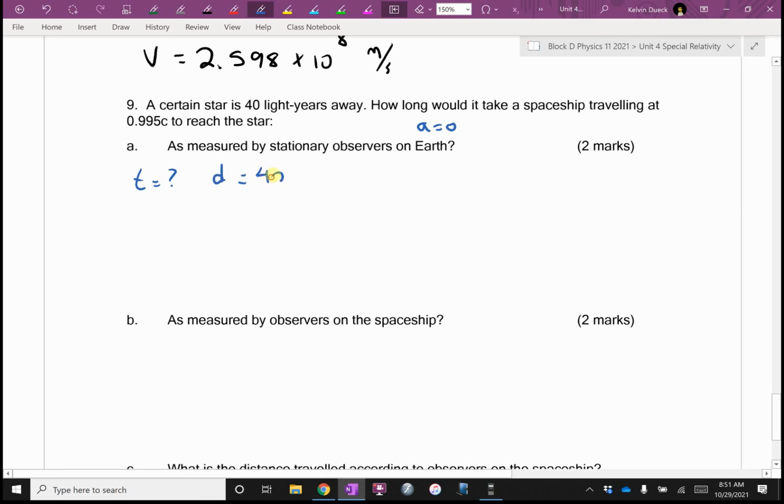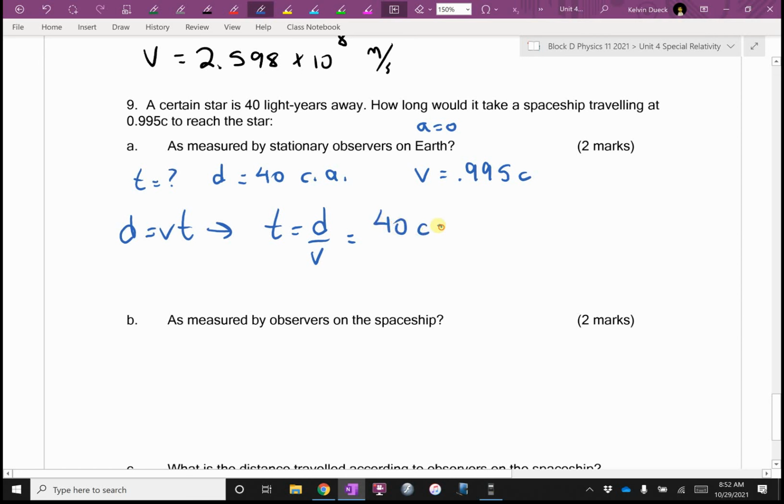d is 40 light years from Earth. v is 0.995c. I'm going to use d equals vt, so t equals d over v. Why am I not using t and t0? We haven't gone anywhere yet. We haven't started yet. We're just using our regular physics. We'd like to know, because the Earth is at rest relative to that star, how long it's going to take as far as we're concerned. How long do we have to staff the mission control room?